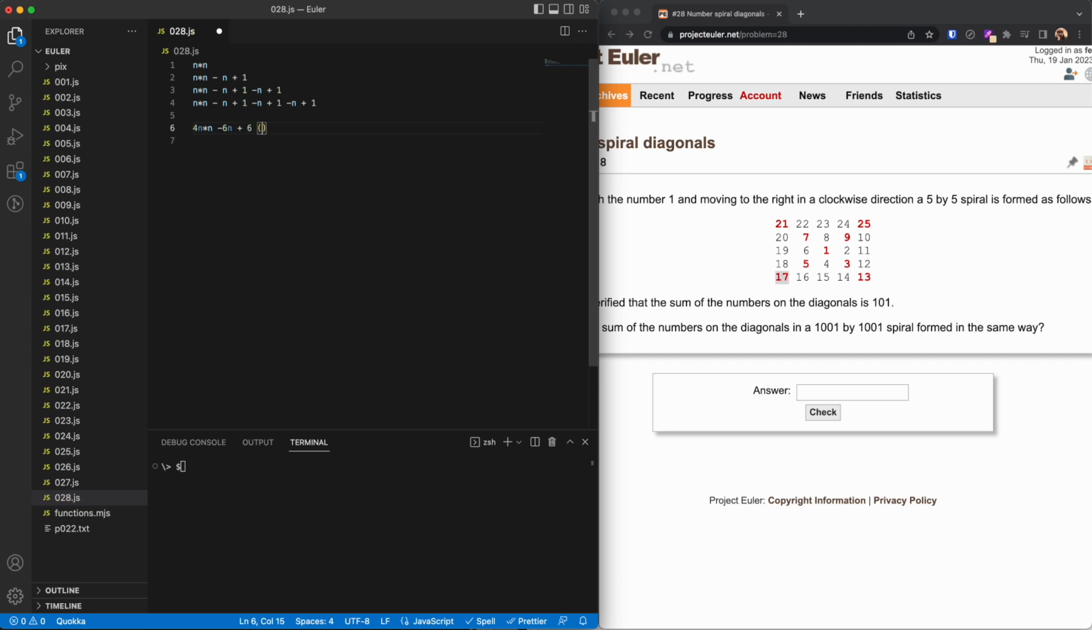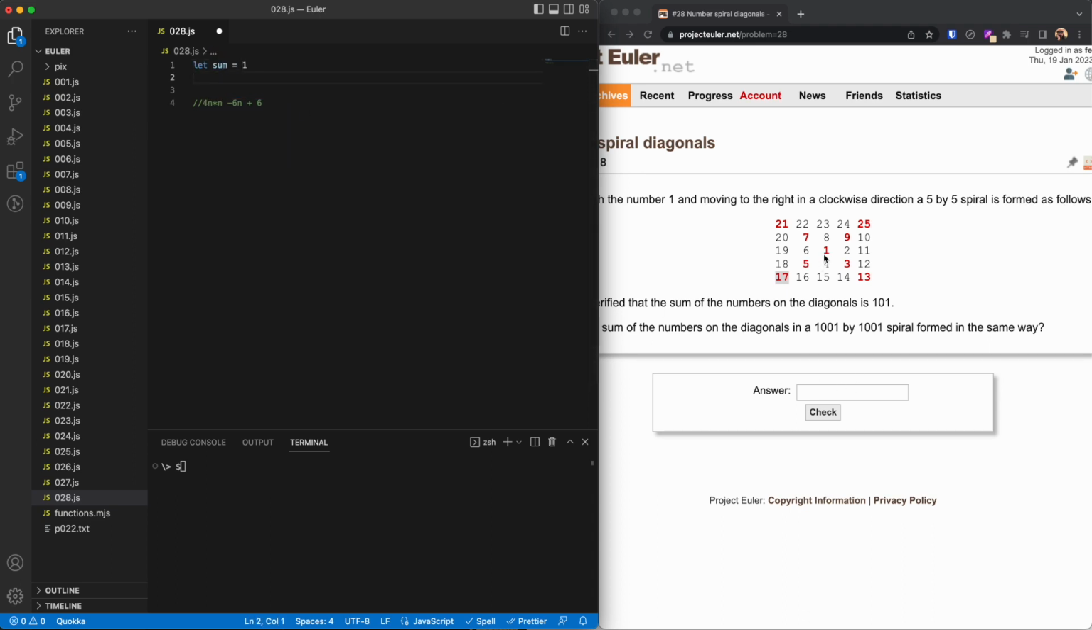Right, so for example, for n equals 3, which is this one, we would get 36 minus 18 plus 6, which is, I believe, 24. So let's add these. It's 10 plus 14, 24. Correct. So I would need this formula. I would just comment it. And then I would need to go from 1 to 1001, add 2, and then calculate this. So it should be pretty simple.